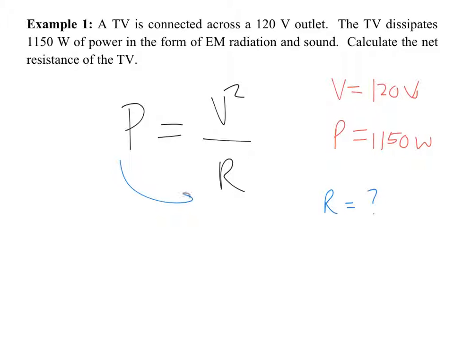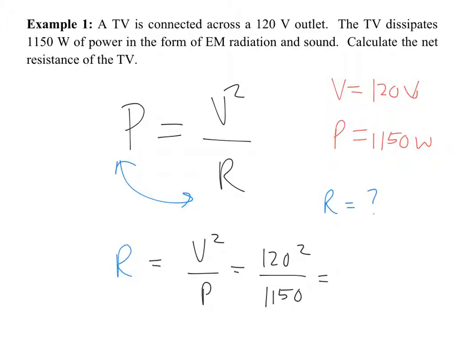So let's flip-flop those two. We know we can do that. We've done that a million times now in this class. It's the same as V equals X over T, where you could flip the V and the T. So resistance equals V squared over power. And I know my units are ohms because everything is standardized and I'm looking for resistance.